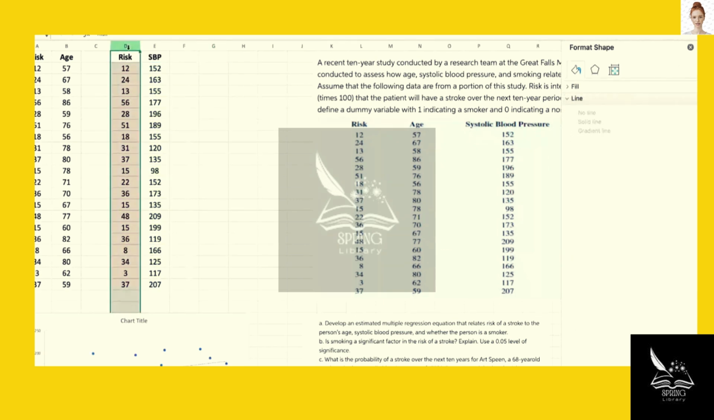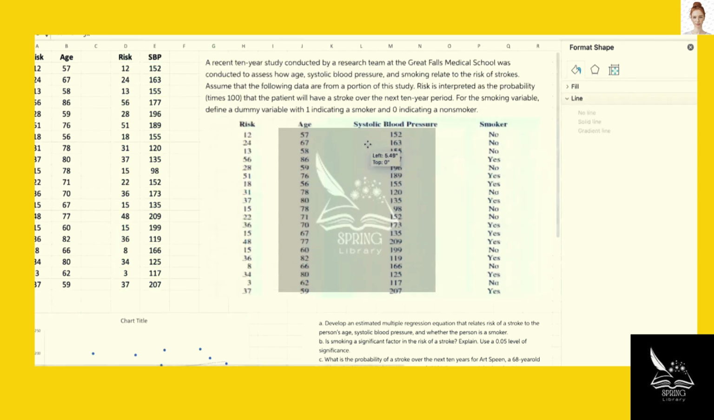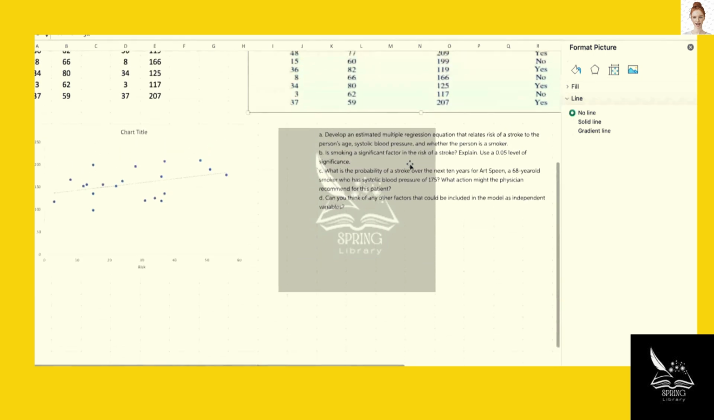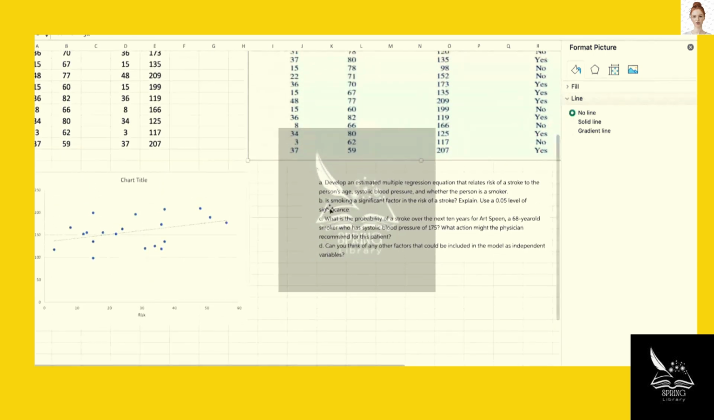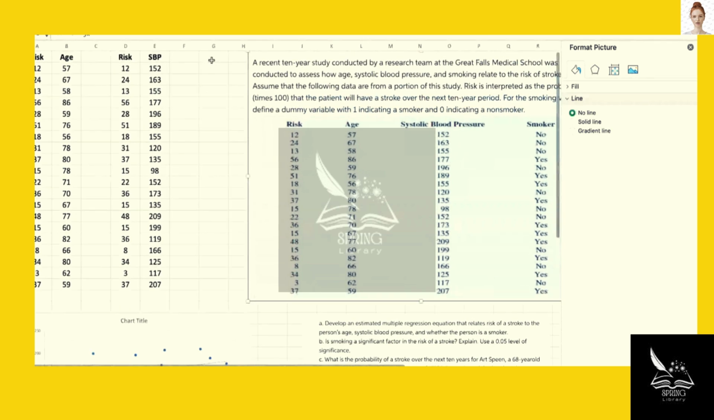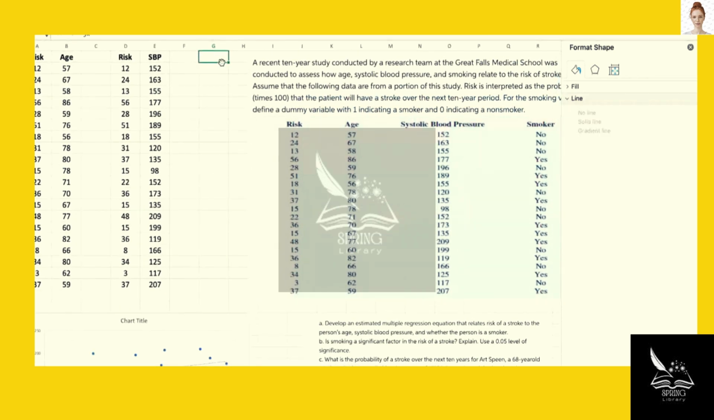And then what you can do, now that I've showed you how to do this, is as far as a yes or a no and the risk. So I hope that this video helps. I would agree that is smoking a significant factor in the risk of a stroke. I guess we could do this one too, because at least it helps you answer the next question.